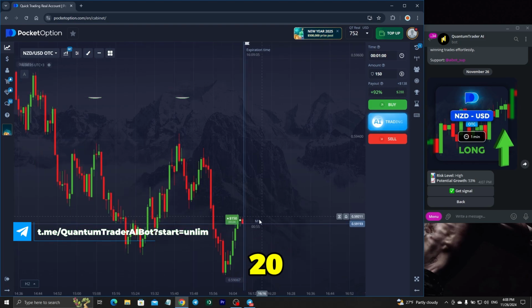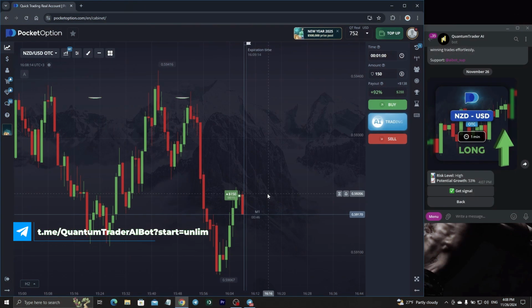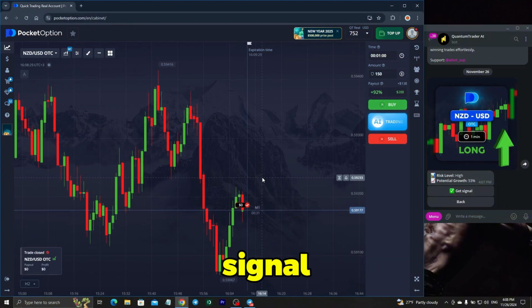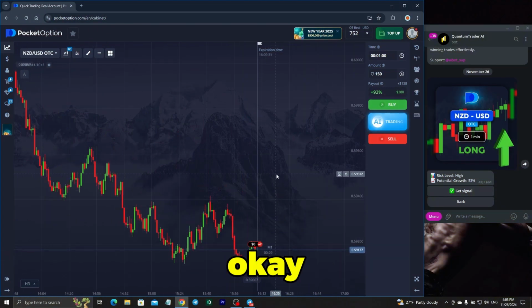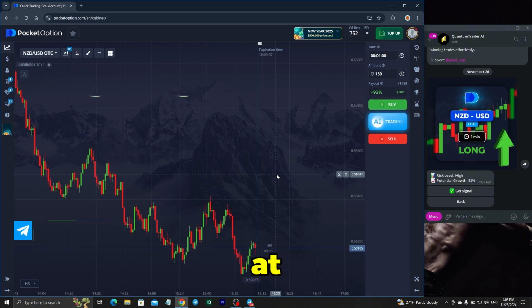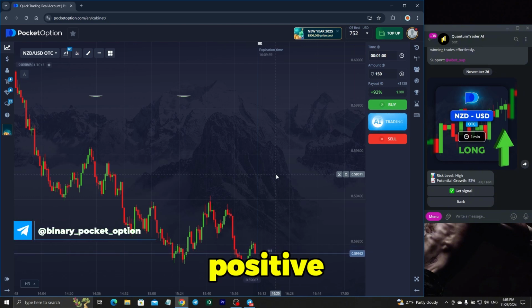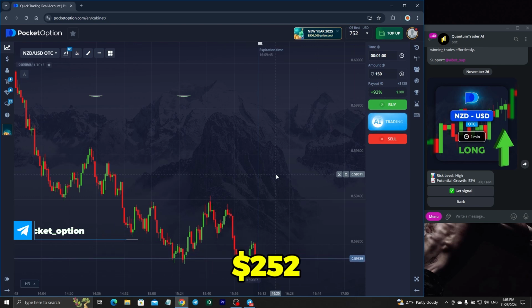Let's see the result 20 seconds before completion. Yes, and unfortunately, our signal worked out in the negative. It's okay. In general, I'll probably end today's trading process with this result. At the end of 6 signals, we have 4 positive and 2 negative trades. And at the end of 6 trades, we recorded $252 net profit. This is an excellent result.